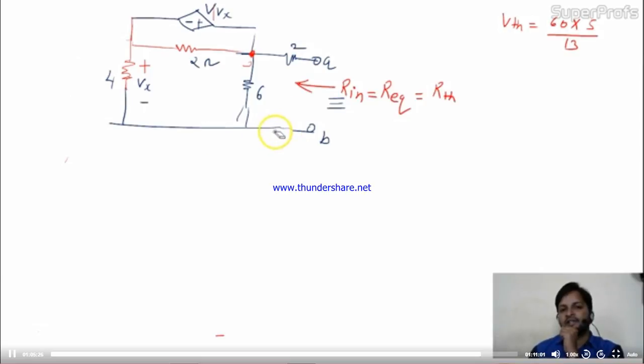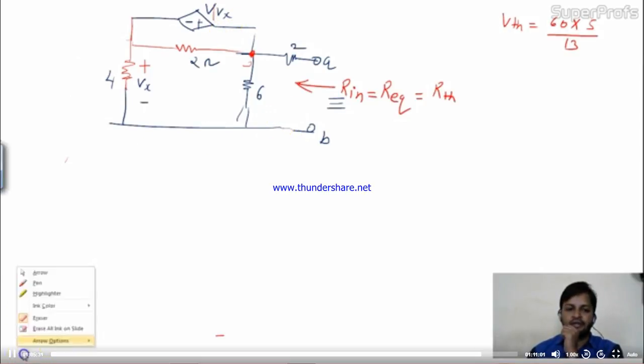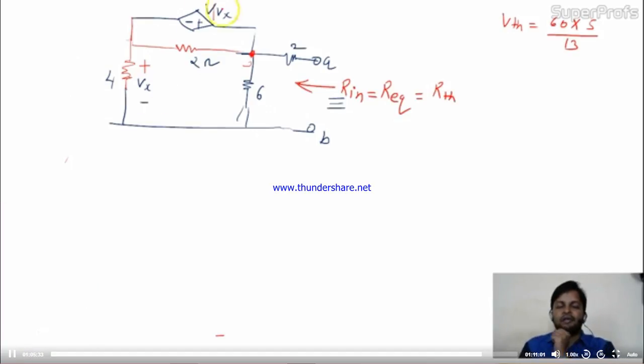The circuit is like this, but we can't do that with a dependent source, right? The dependent source will be as it is in the circuit. We can't touch the dependent source because the dependent source depends on the circuit parameter. So what will I do to find out the RTH?